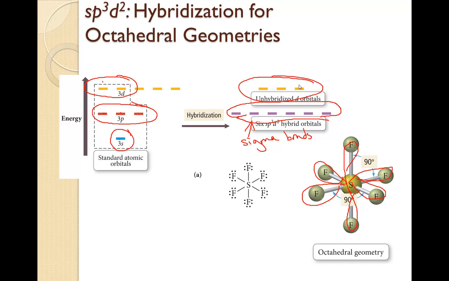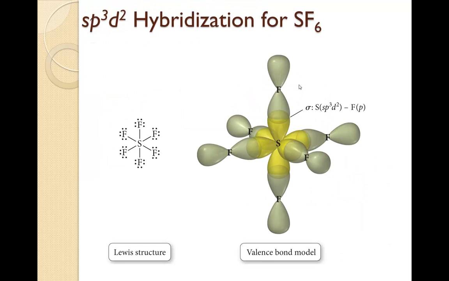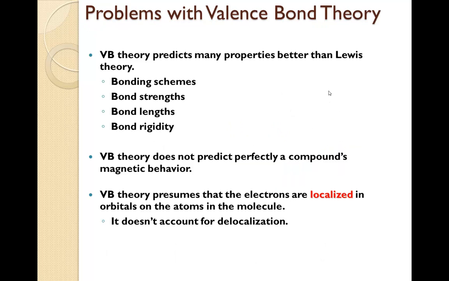And here's an example, SF6. Notice that there's 6 things coming off of it. There's also 3, 4, 5, and an invisible 1 here, for 6 hybridized orbitals. So this isn't a perfect system. The valence bond theory predicts many properties better than the Lewis theory. It can tell us the bonding schemes, the bond strengths, the bond lengths, the bond rigidity.